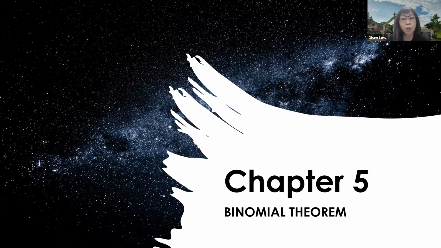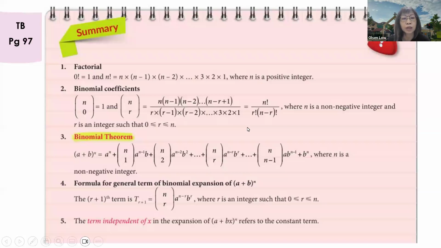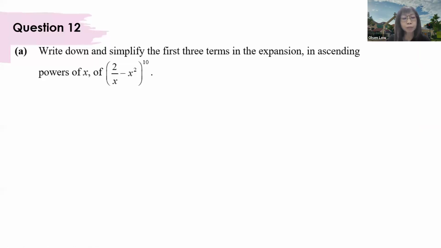Today, the topic that we are going to cover is on Binomial Theorem. Now, in this summary sheet, you will see some of the key concepts that you need to know on Binomial Theorem. So for today's lesson, I will be focusing on points number 3, 4, and 5. That is namely how to do binomial expansion, how to make use of the general term, and also to explain to you how we can find the term independent of x.